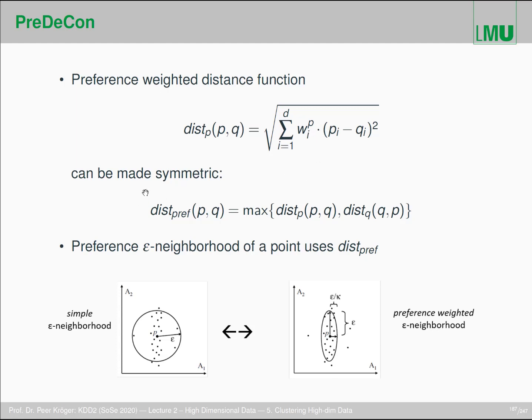And in order to do that, to make that symmetric, because DBScan needs a symmetric distance function, you have to make that symmetric, and you just can do that using the maximum between those two preference distance functions. Yeah? So you take the distance between P and Q with respect to the preference vector of P, and the same but with respect to the preference vector of Q, and then just take the maximum of both.